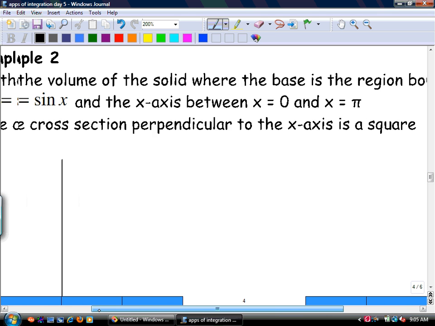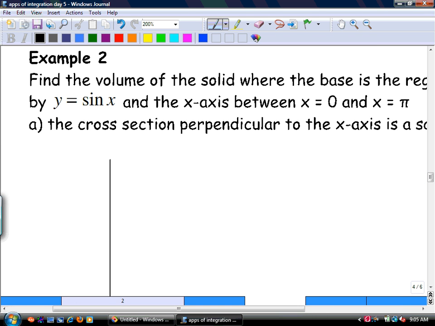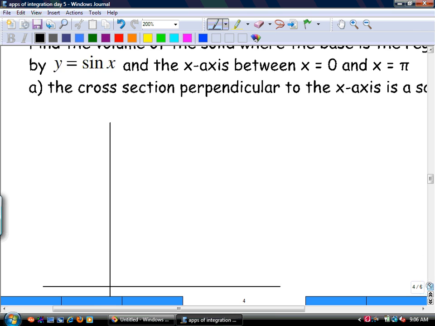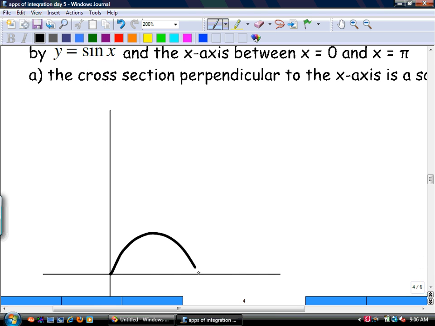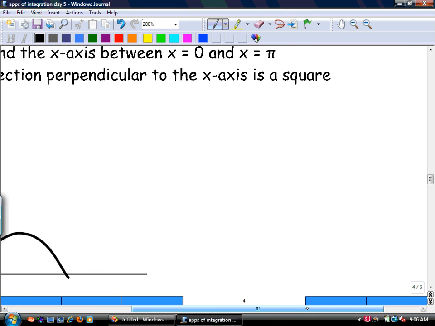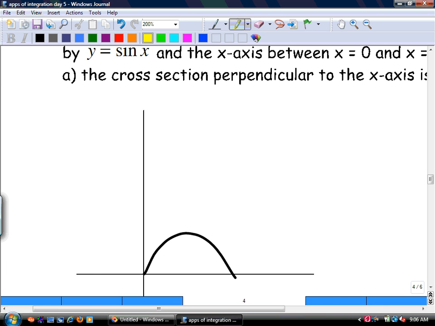Okay, so find the volume of the solid where the base of the region, y equals sine x. We could draw that. And the x-axis between x equals 0 and x equals pi. Good, that's all I needed to do. And the cross-sectional area is a square. So we'll draw a square on the cross-section. So we'll say, okay, Mr. Epp, there's the shape. And we're going to build squares off of that. You get the idea. Don't laugh at me. It hurts my feelings.